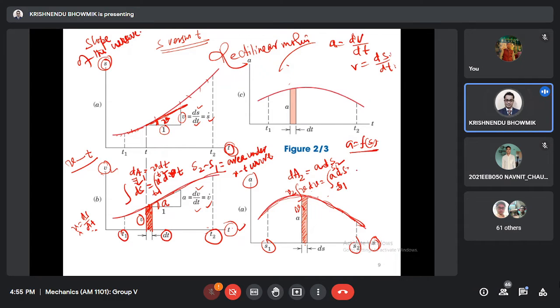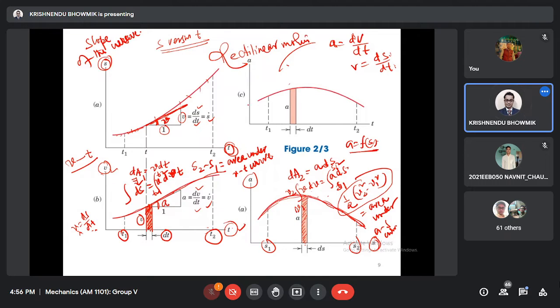Then we can write that half of V2 square minus V1 square is equal to the area under the A-S curve. And what is this? This is the change in kinetic energy per unit mass. Half V2 square minus V1 square is the change in kinetic energy per unit mass. That is nothing but the area under the A-S curve.